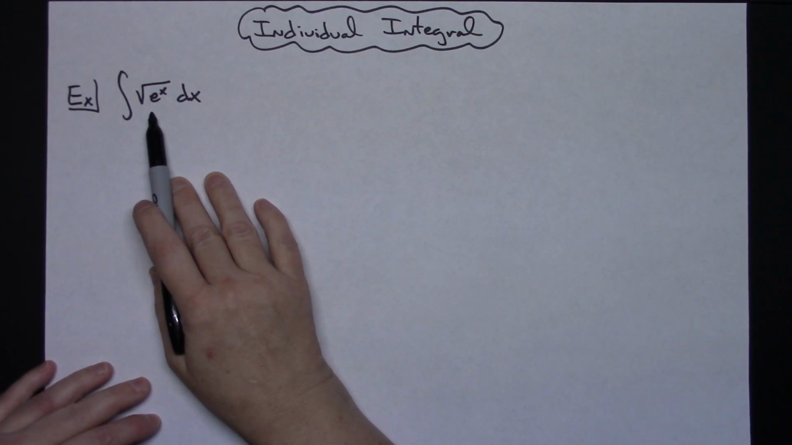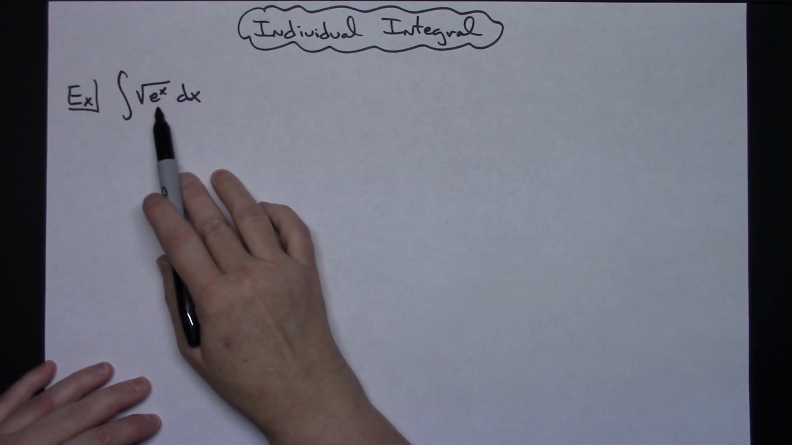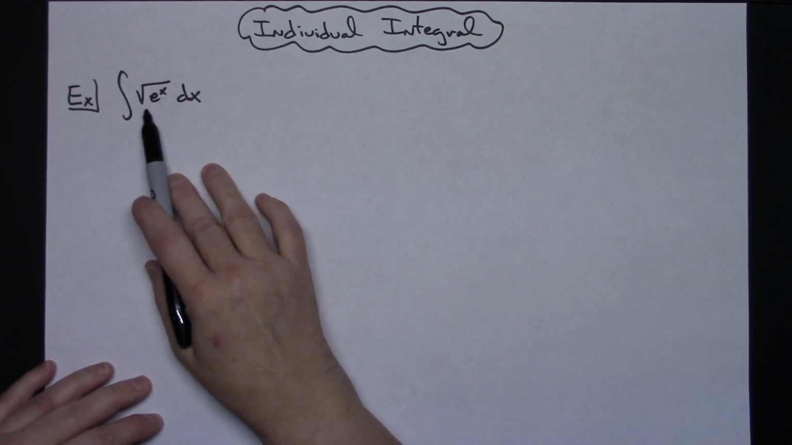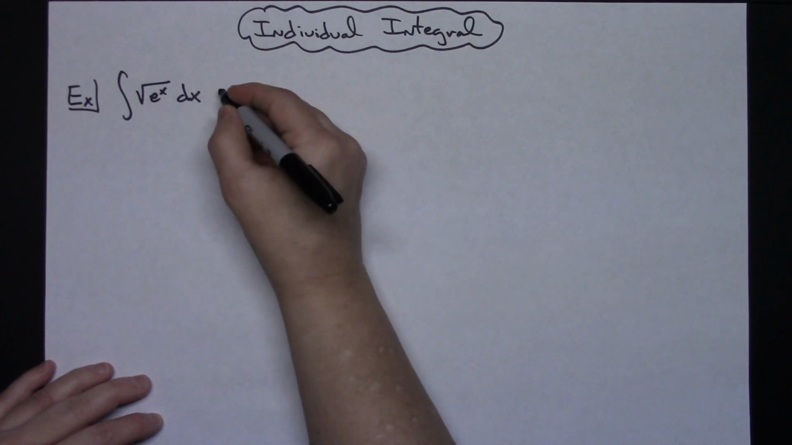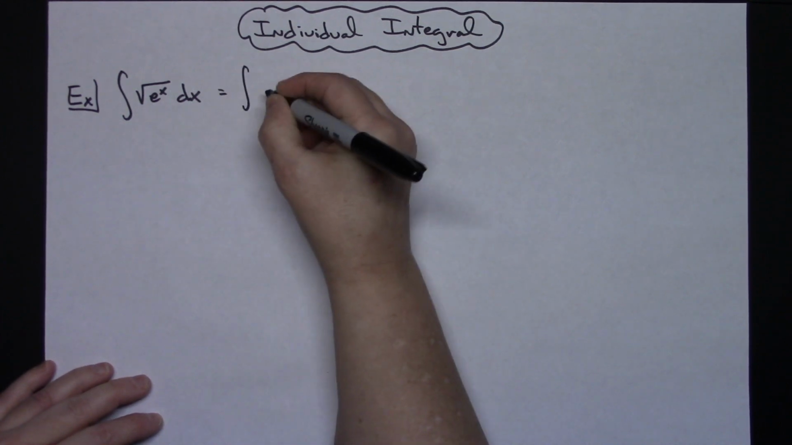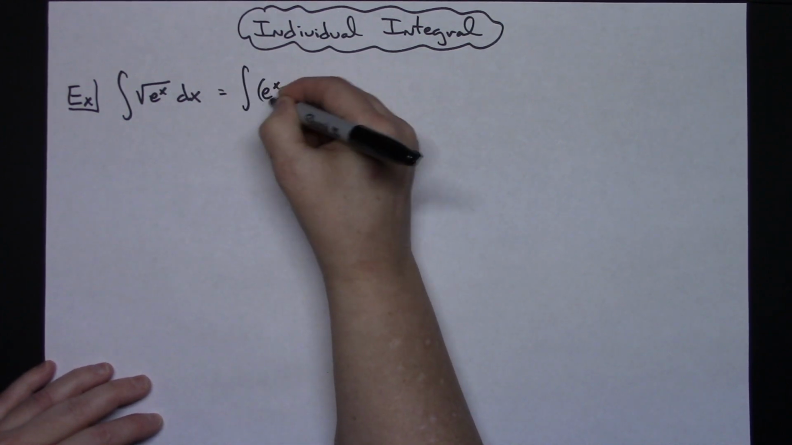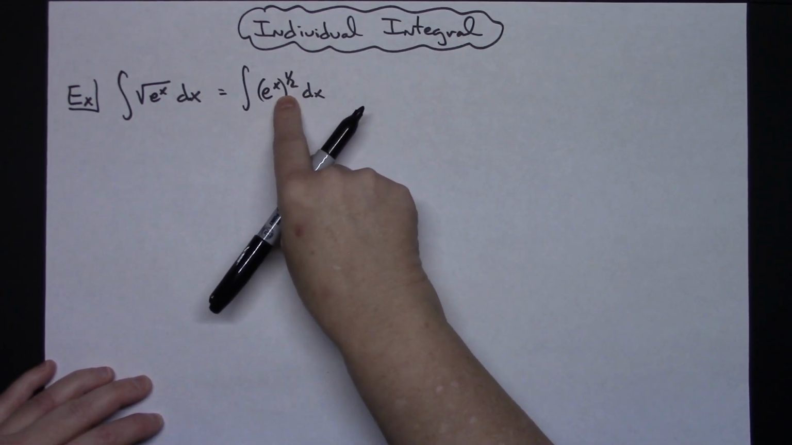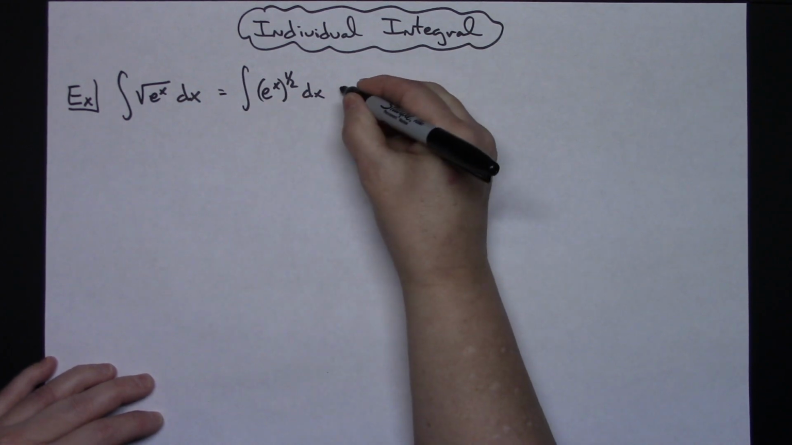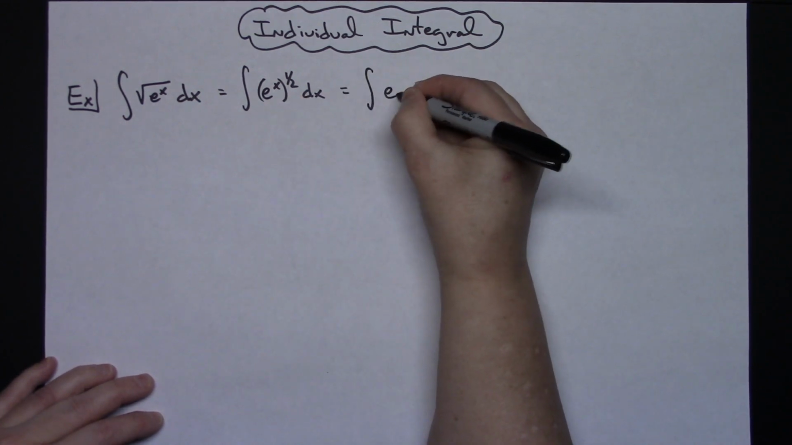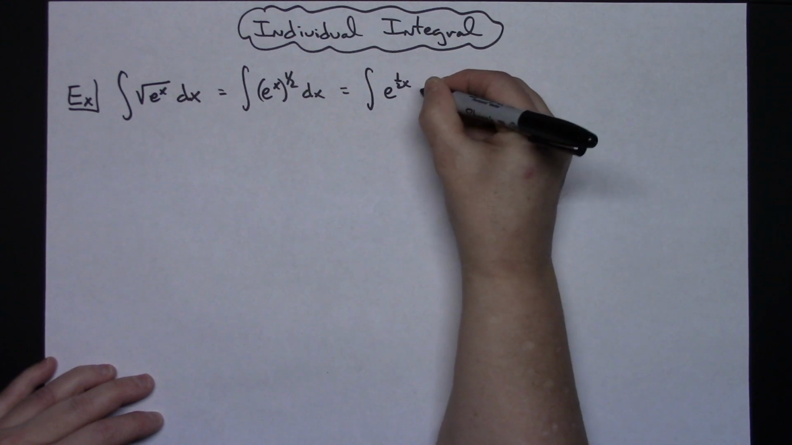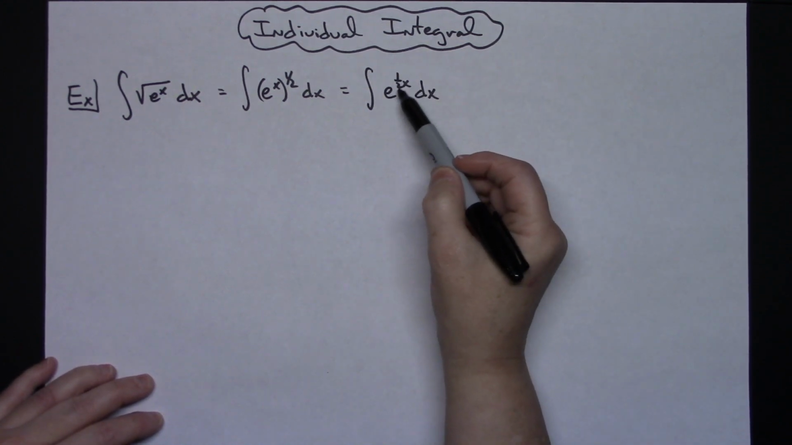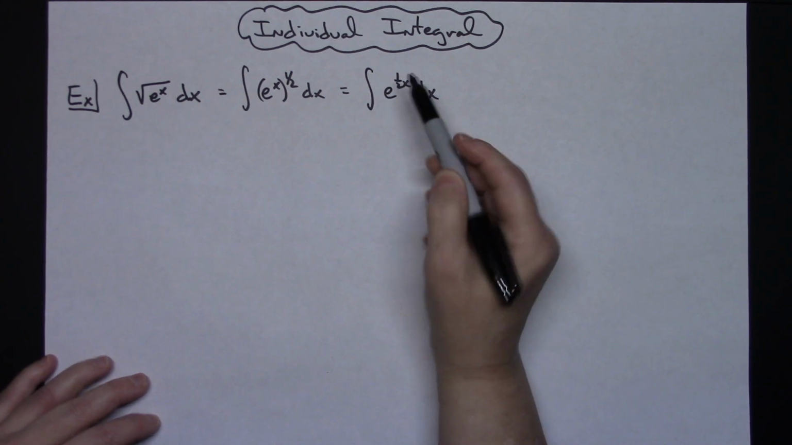Under normal circumstances, we would probably just let u equal e to the x. However, because that's your inside part, if I look at this in a different way, if I rewrite this as the integral of e to the x raised to the 1/2, and then use the power rule here, a power raised to a power, then I'm going to be looking at the integral of e to the 1/2 x dx. Alright, and now we can see that we should let u be 1/2 x.